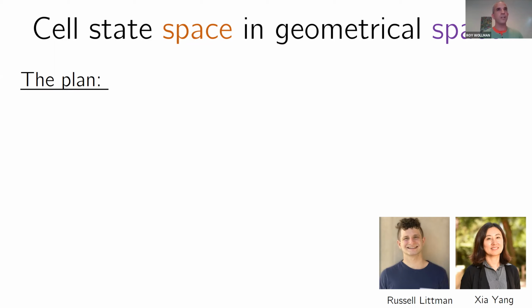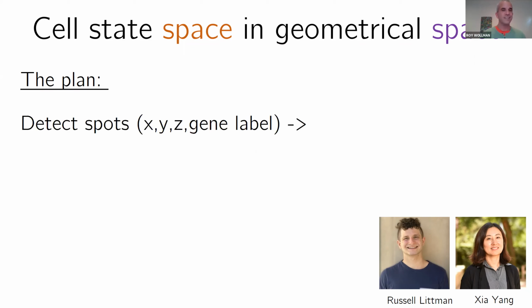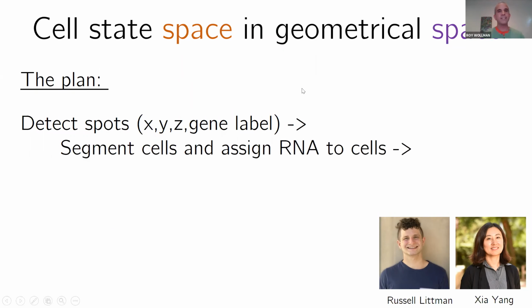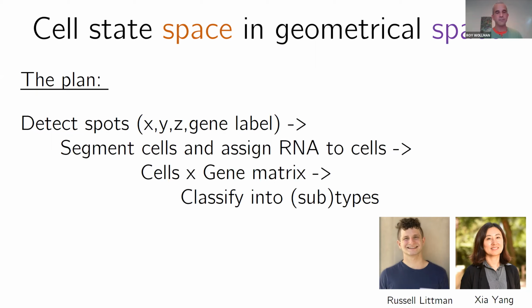So our plan, I'm sure like a lot of you as well, was to detect spots. A spot is really just, for every one, we have the X, Y, Z and a label for each one of our genes. And we were planning to just segment cells and then assign RNAs to those cells. Once we have segmented cells, effectively we will have a cells by gene matrix. And then you can do whatever you want with this. You can take this matrix, classify cells into types, and do all other single cell analysis that you want to do on this. And that was our plan.